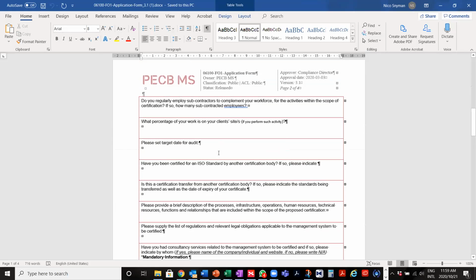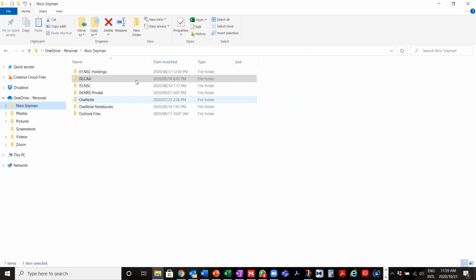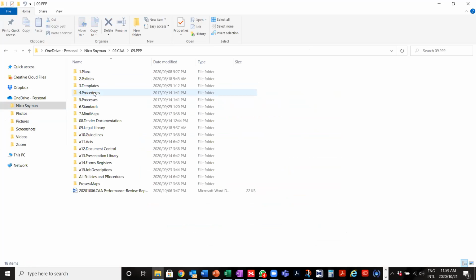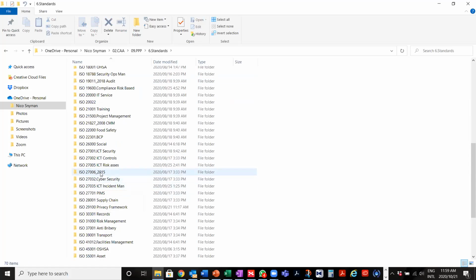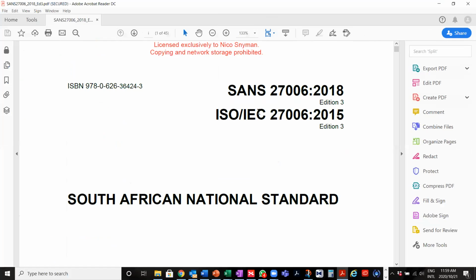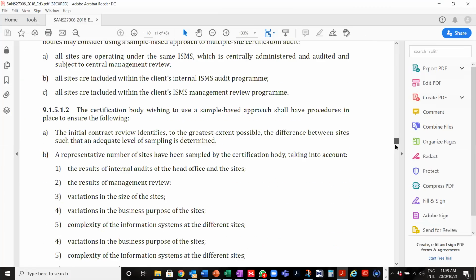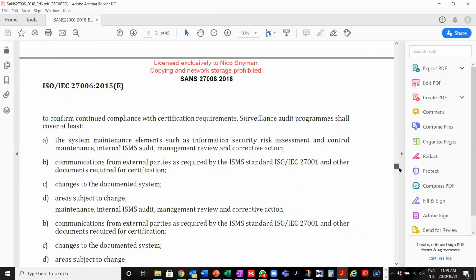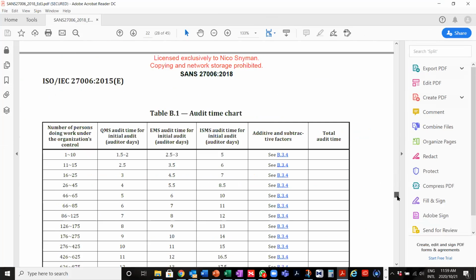So this is the application form. I've been talking about the size, complexity, and those kinds of things, and I just want to show you, this is a fantastic standard to have actually, 27006. 27006 gives you the whole auditing space, the auditing environment. I just want to go through the table here that is actually saying how much time is needed for an audit to be done.